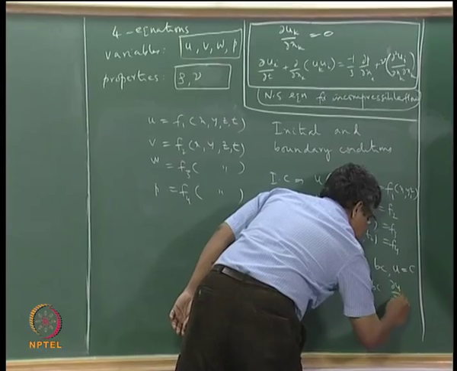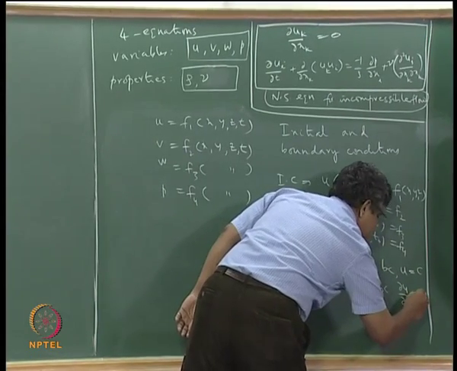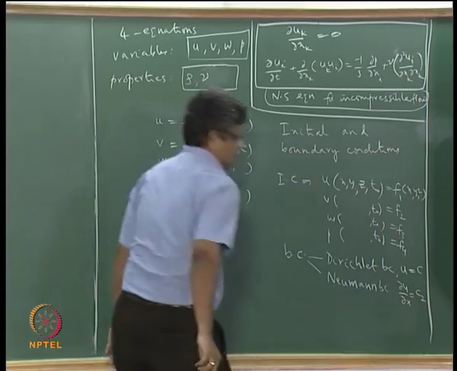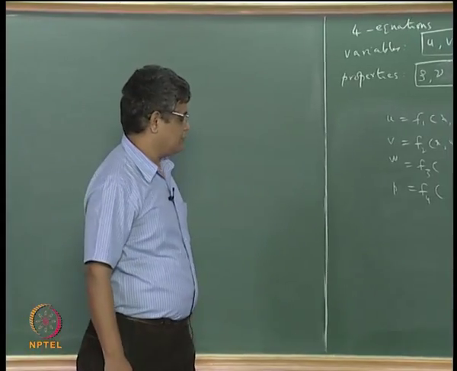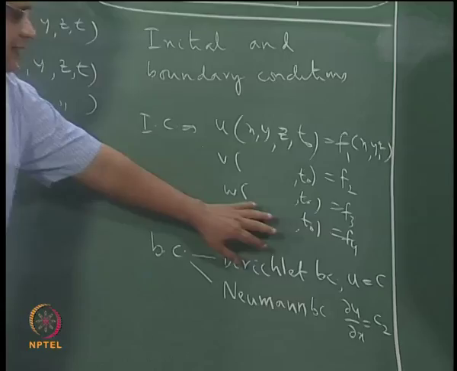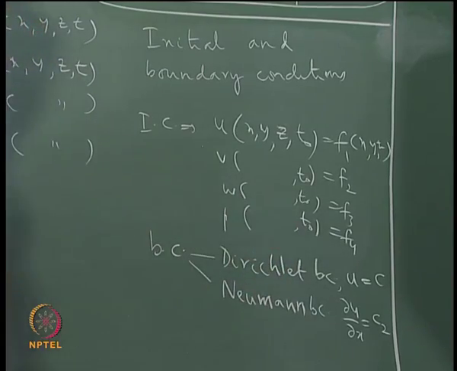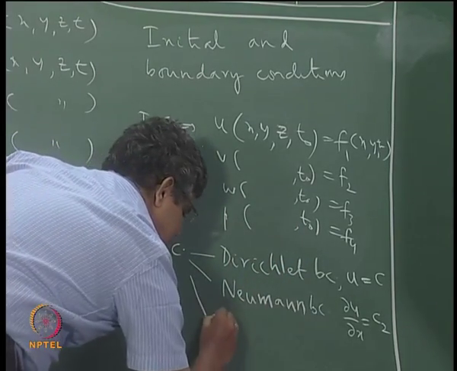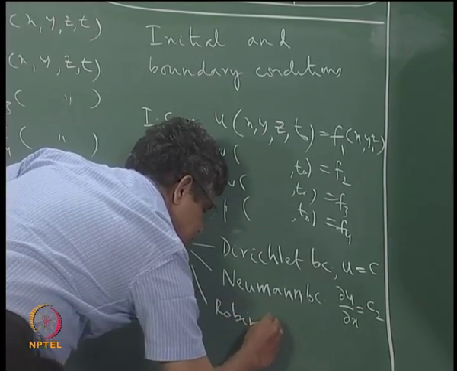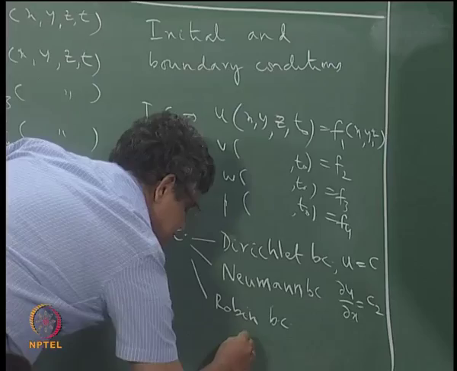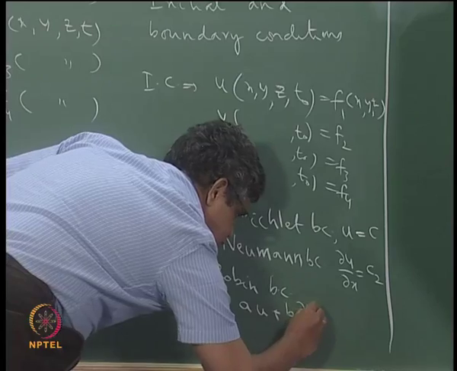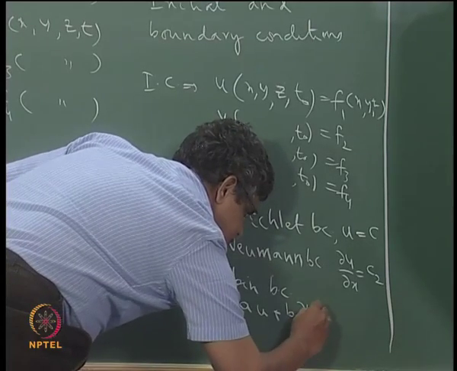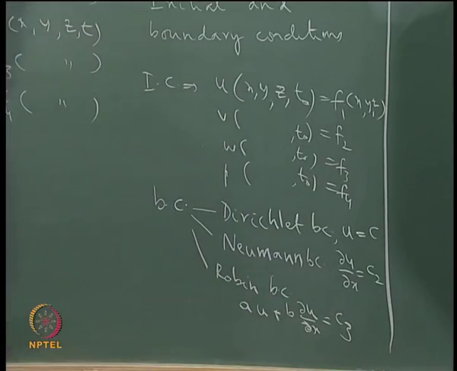Where you say that dou u by dou x is C2, and you can also sometimes have a mixed boundary condition where you say that a value plus its derivative is equal to something, and that is known as the Robin type of boundary condition, where you say that A times u plus B times dou u by dou x is equal to C3, where A, B, C are specified constants.